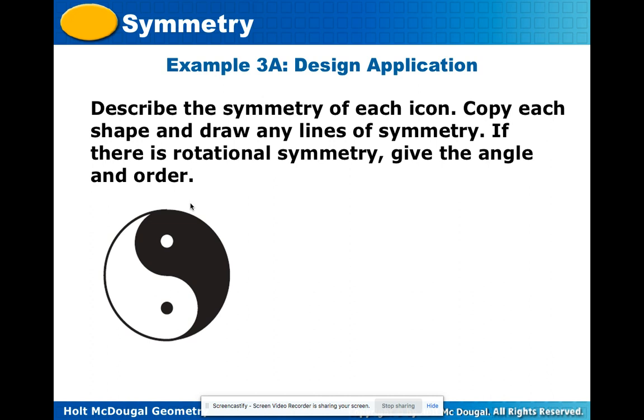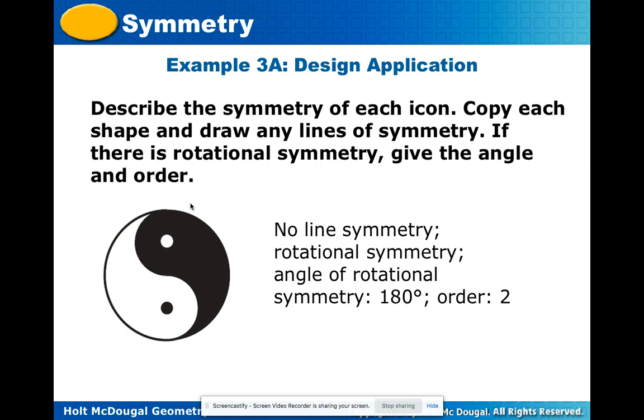So let's kind of go through these. Let's do a few examples. We're going to tell if it has lines of symmetry, if it's rotational symmetry, and so on and so forth. So this does not have a line of symmetry, but it does have rotational symmetry. We could rotate this image 180 degrees for an order of 2.